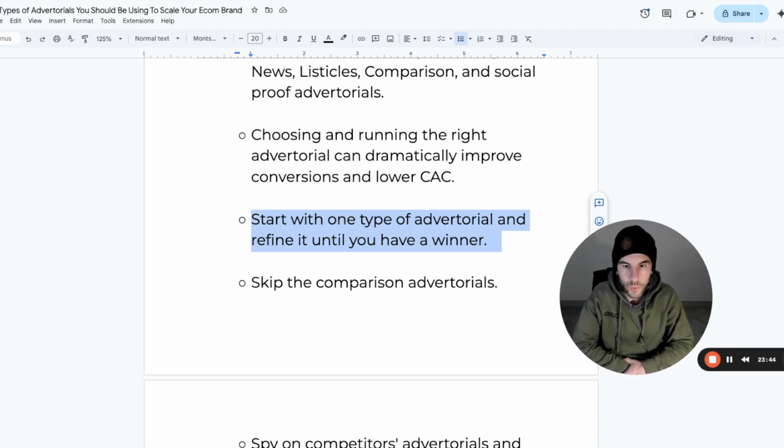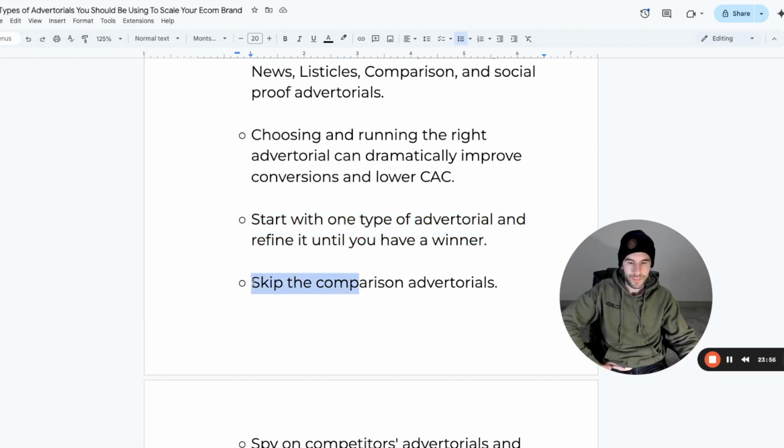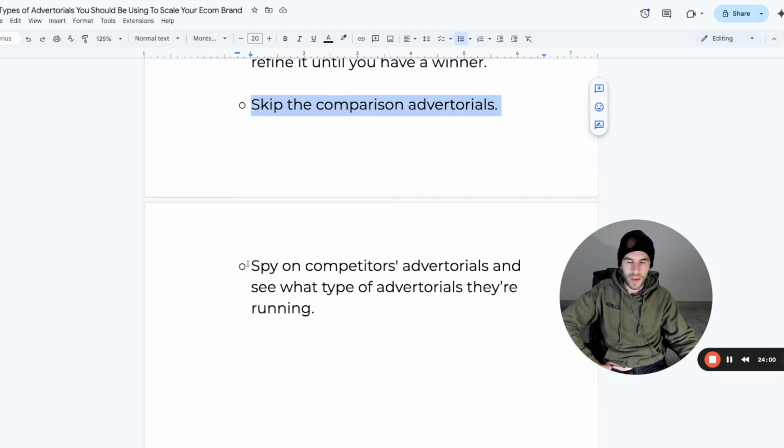And one of the ways that you can figure out what is the best style of advertorial is going to be a few bullets below. And it's going to involve looking at your competitors and seeing what they're usually running. As you can see, skip the comparison advertorials. I don't think they're very good.